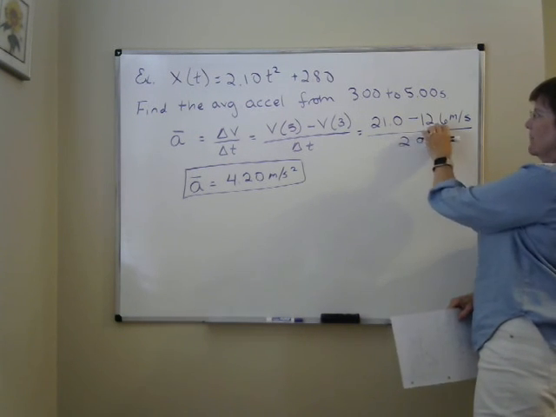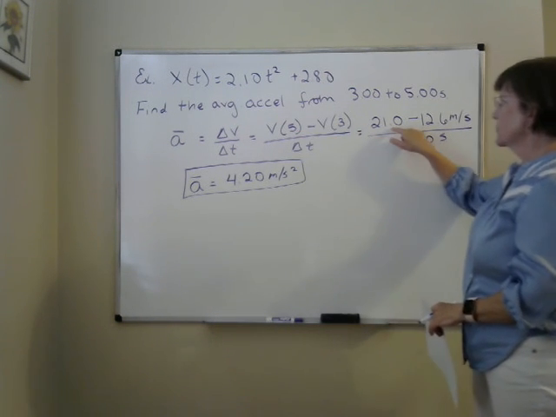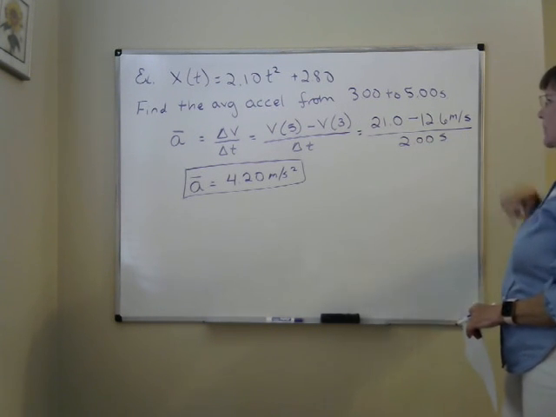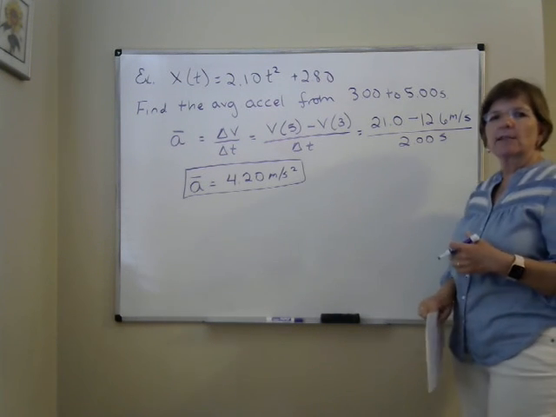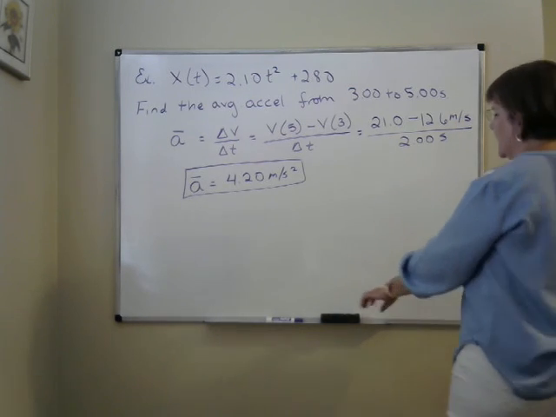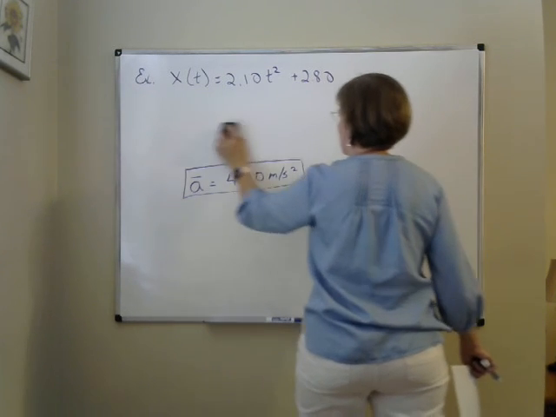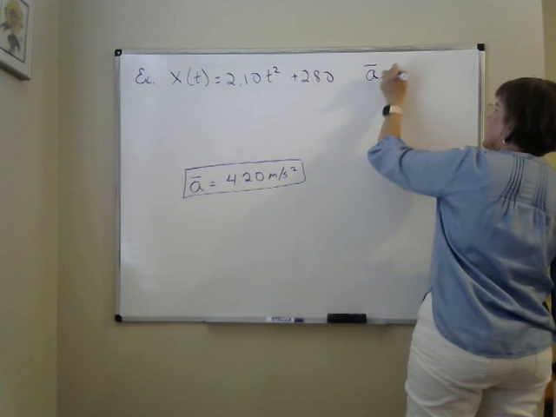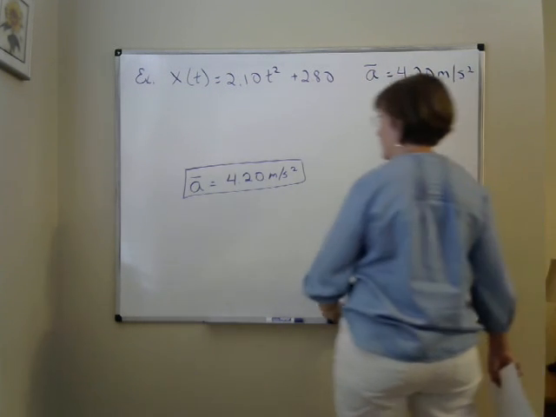These figures came from the earlier example where we calculated the instantaneous velocity at 5 seconds, which was 21 meters per second, and at 3 seconds, which was 12.6. So we got average. What about instantaneous? Instantaneous acceleration is going to mean we need to do a little bit of calculus, a little bit of derivatives. I'm going to write this answer right here because we may want to look at it in a minute. The average was 4.20 meters per second squared.